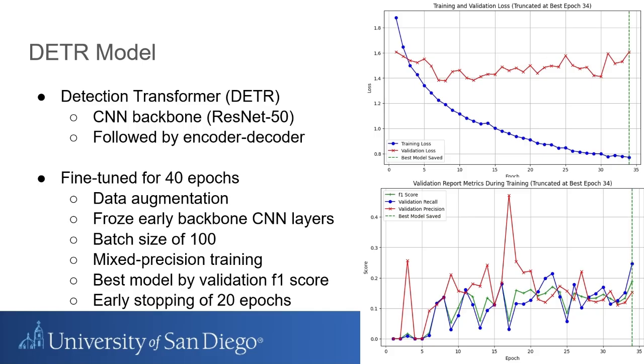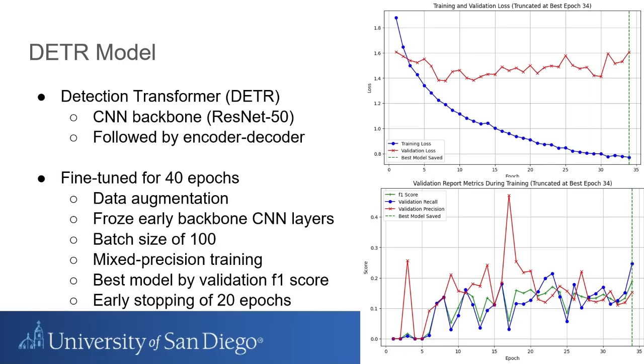Next, we implemented a pre-trained detection transformer model, or DETR. It combines a ResNet 50 backbone with an encoder-decoder transformer, which allows it to reason about an entire CT slice at once. To try to mitigate overfitting, we applied some data augmentation, such as random brightness, contrast, and blur. We fine-tuned DETR for 40 epochs with data augmentation, frozen early layers, mixed precision training, and a large batch size of 100. We selected the best checkpoint by F1 score, with an early stopping of 20 epochs.